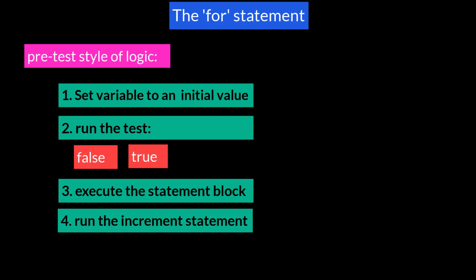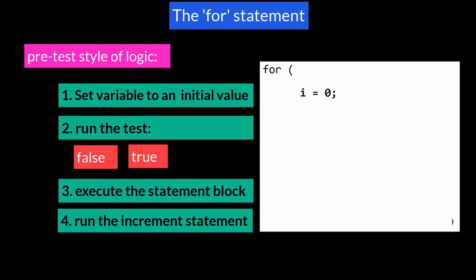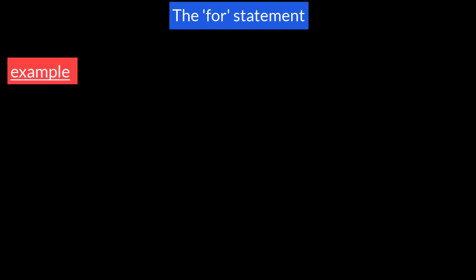This construct is typically used to step through the elements of an array. The initial condition sets the beginning index, the test looks for an ending index value, and the increment adds to or subtracts from the current index value. Let's look at an example.